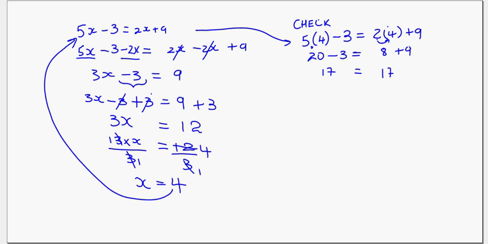So seeing that the left-hand side of the equation is equal to the right-hand side of the equation, we know that our solution is correct. 4 is the value for x.